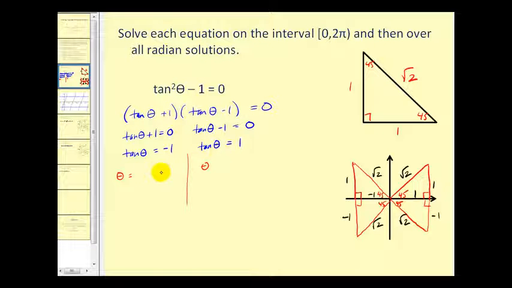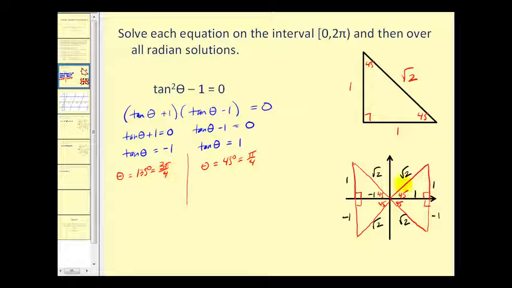Okay, so let's go ahead and figure out what angles these would be. The 45-degree angle would have a tangent function value of positive 1, which is equal to pi over 4. The second quadrant would have a tangent function value of negative 1, so this would be an angle of 135 degrees, or 3 pi over 4 radians.